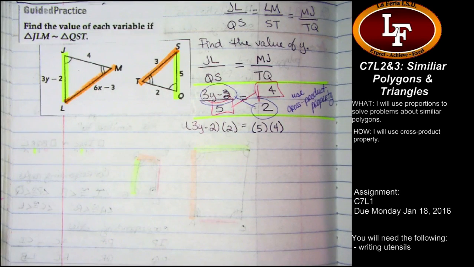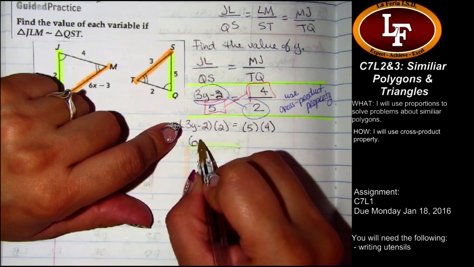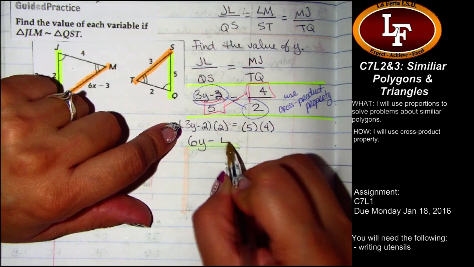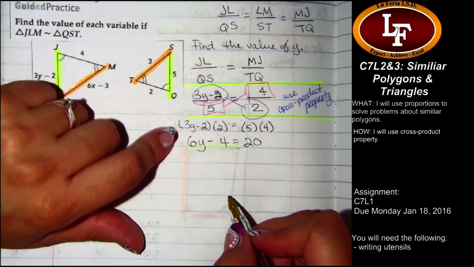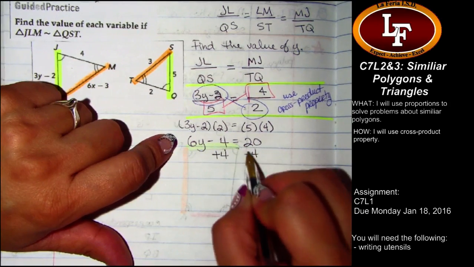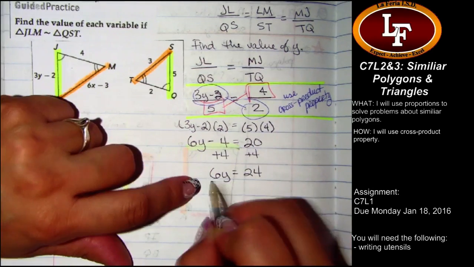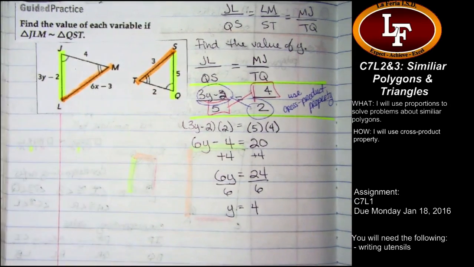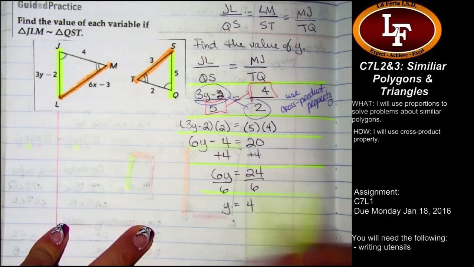Now I can multiply. 2 times 3y is 6y. And 2 times 2 is 4. 5 times 4 is 20. Simple equation to solve. I'm going to go ahead and get rid of this subtraction of 4. I do that by adding 4, which gives me 6y equals 24. Need to get rid of the multiplication by 6, and so y equals 4. I'm just going to take my yellow highlighter to put kind of work lines between each of my steps to make it easier to follow.